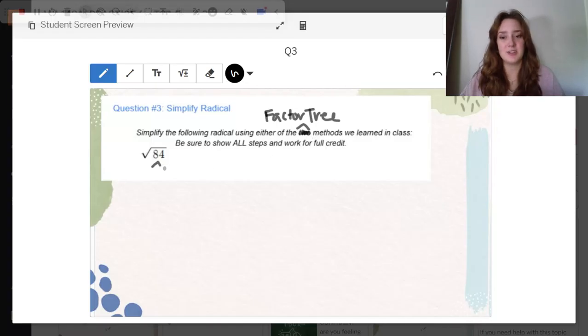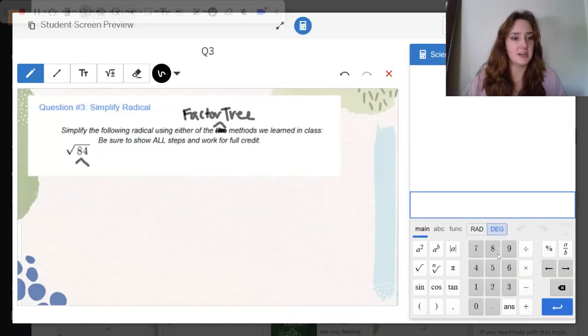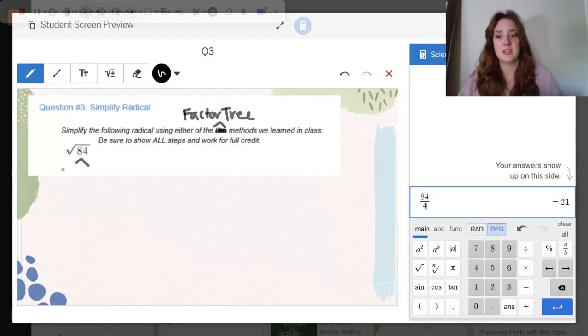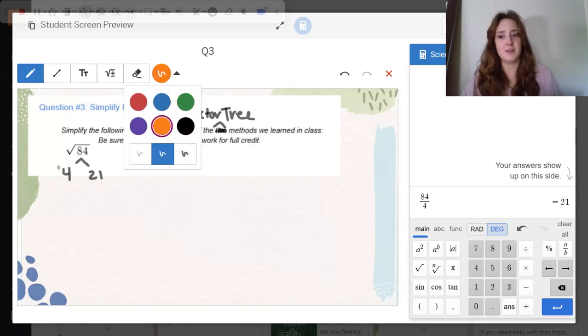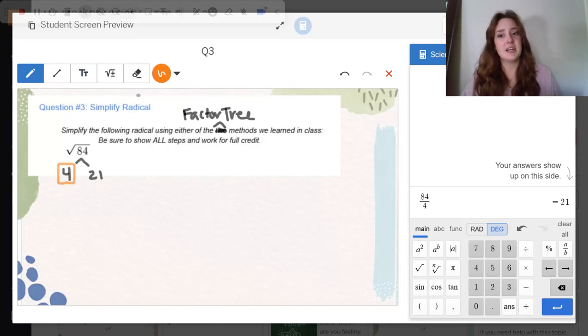All right, so we're going to go ahead and start our little tree. 84, we do have a calculator, and you'll have one on your exam as well. And let's check. 84 maybe divided by 4. Ooh, okay, that worked. So 4 and 21. And remember, factor tree, our goal is to get all of the prime factors. Just from here, you might have noticed, ding, ding, ding, celebrity sighting.